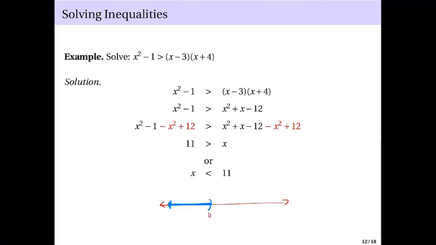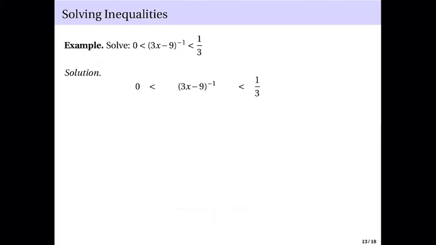Okay, so let's now go to this example. In here, we have a chain of inequalities. So you have 0 less than (3x minus 9) raised to negative 1 less than 1/3. Now, this part here, the left side, the middle and the left side, only tells us that (3x minus 9) raised to negative 1 is a positive number.